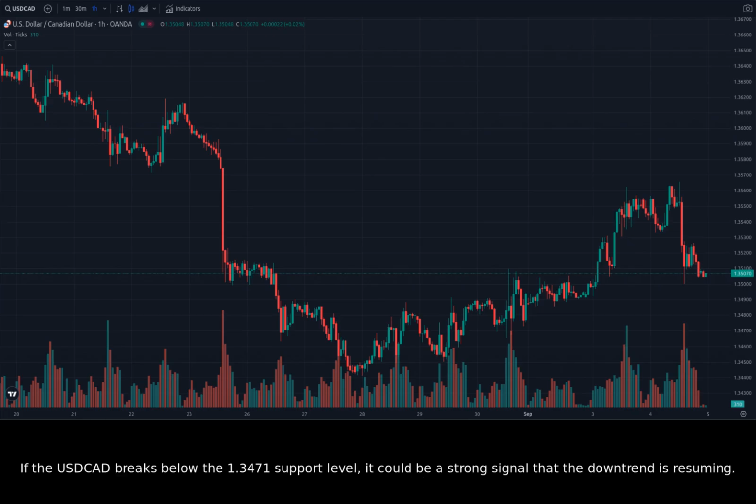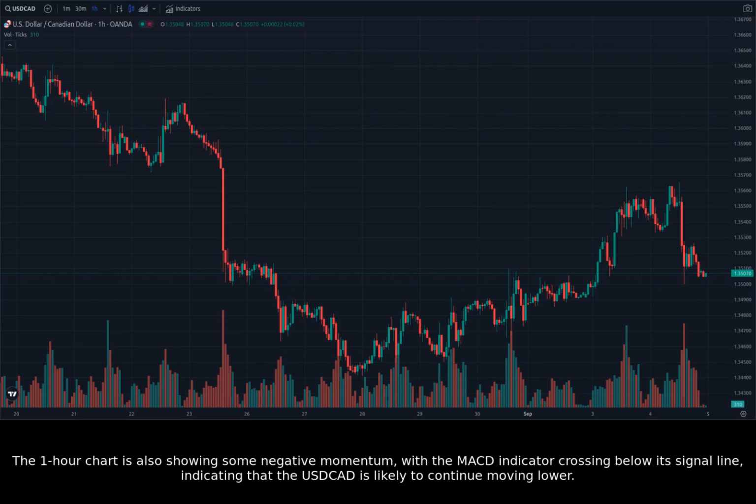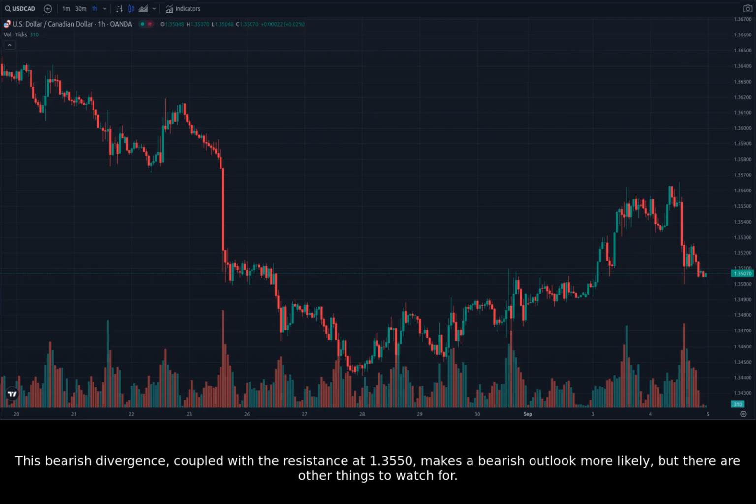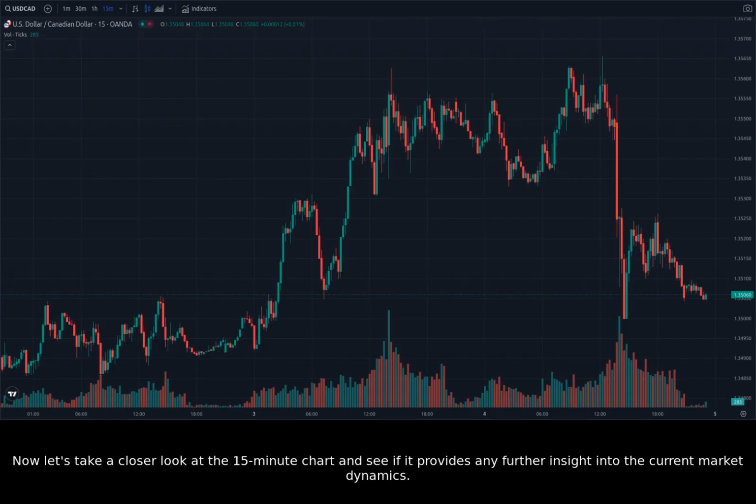If the USDCAD breaks below the 1.3471 support level, it could be a strong signal that the downtrend is resuming. The 1-hour chart is also showing some negative momentum, with the MACD indicator crossing below its signal line, indicating that the USDCAD is likely to continue moving lower. This bearish divergence, coupled with the resistance at 1.3550, makes a bearish outlook more likely, but there are other things to watch for. Now let's take a closer look at the 15-minute chart and see if it provides any further insight into the current market dynamics.